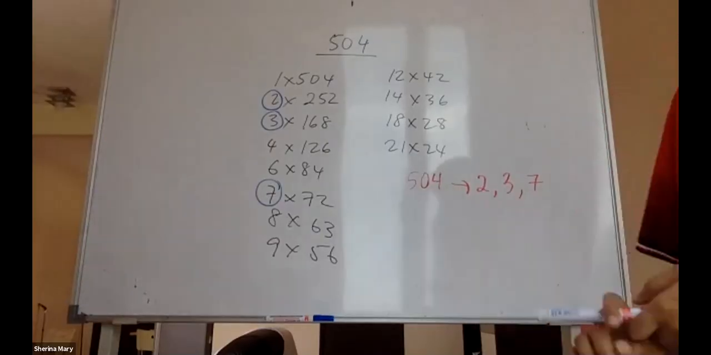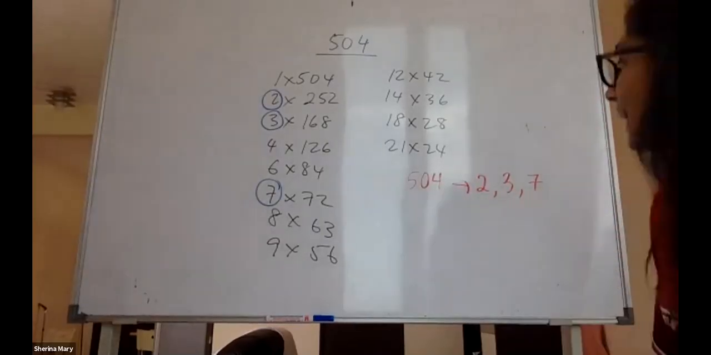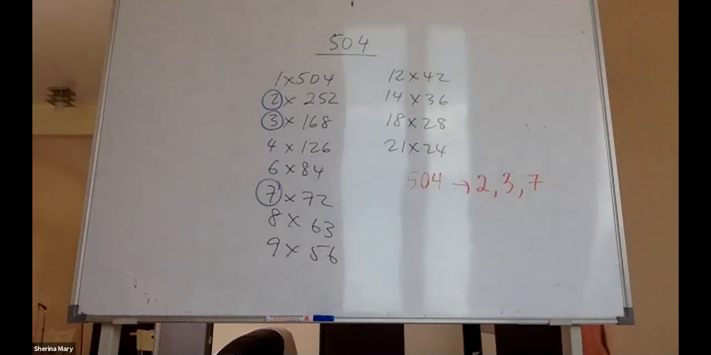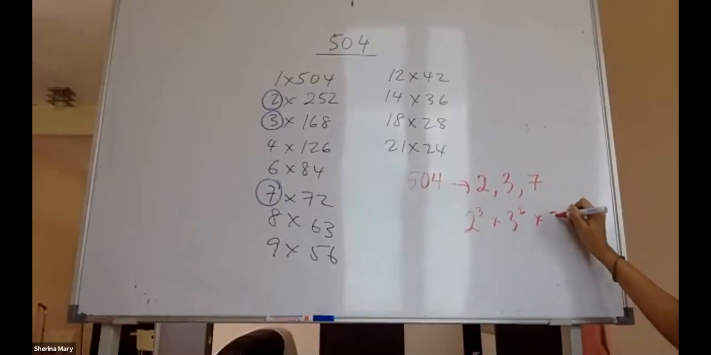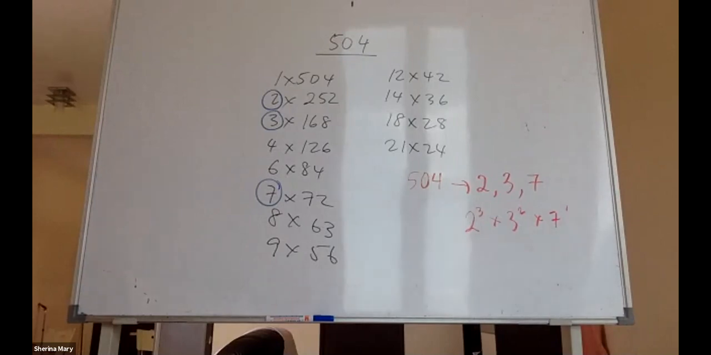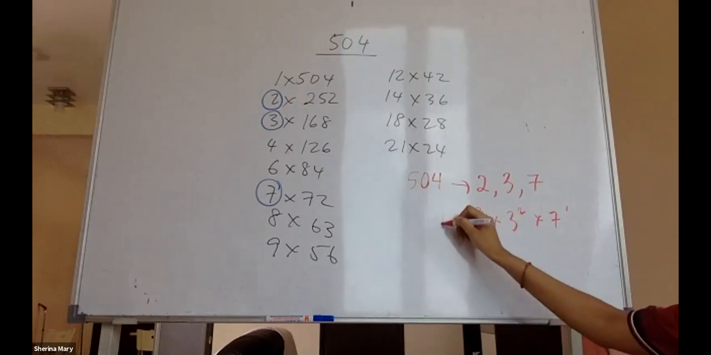So what can we do so that we get 504 when we multiply? Any answers? What did y'all get? I got 2 cubed times 3 squared times 7 to the power of 1. So 2 cubed is 8, 3 squared is 9, and then times 7. So this is one option.